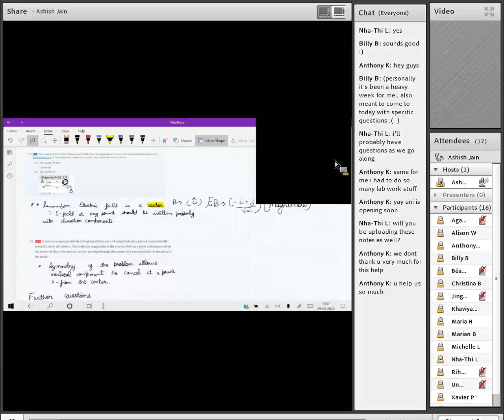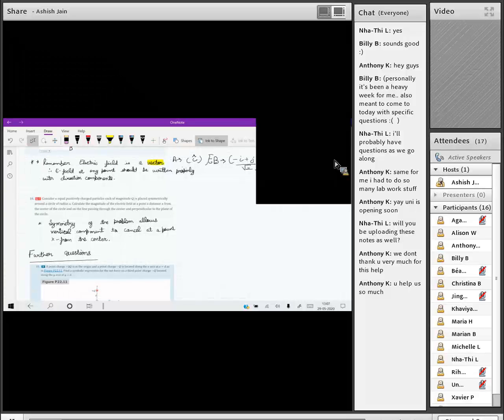Again, the concept is that electric field is a vector. A lot of students, when I was in undergrad, I used to make this mistake as well, that I used to write only the magnitude and leave the answer there. You have to consider direction. Okay.